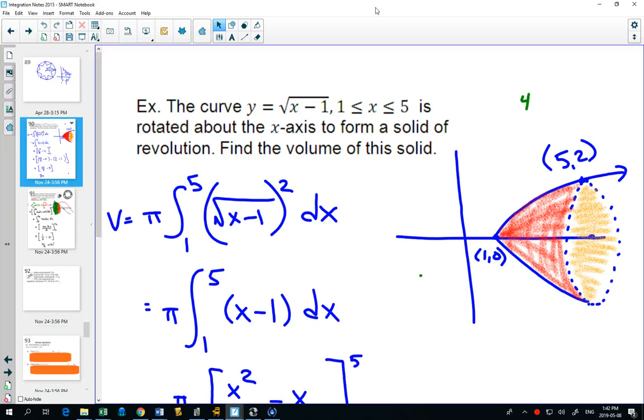First of all, the drawing of the picture. Did you get the square root moved 1 to the right? Correct. Then you can label those points. You have 1, 0 and 5, 2. So when you rotate it around, it makes a nice ham shape, maybe, if you were buying a big ham from the grocery store.